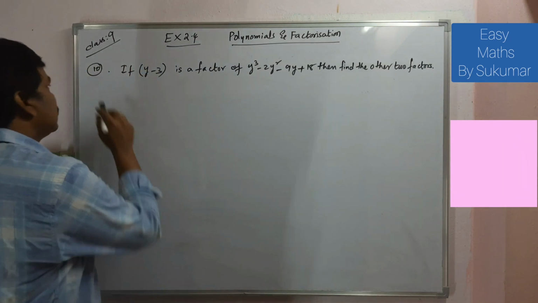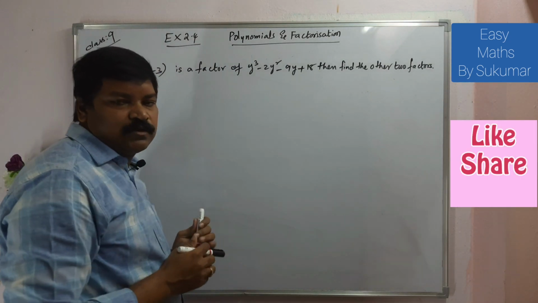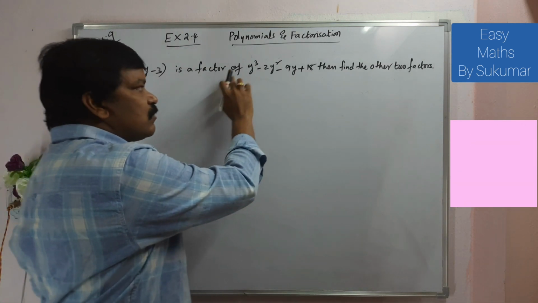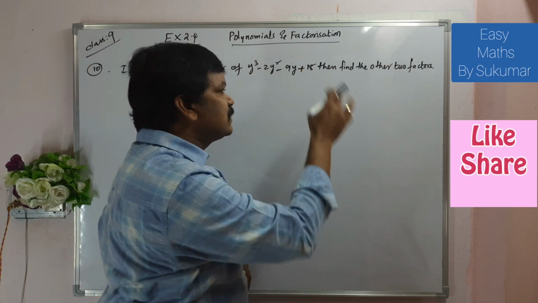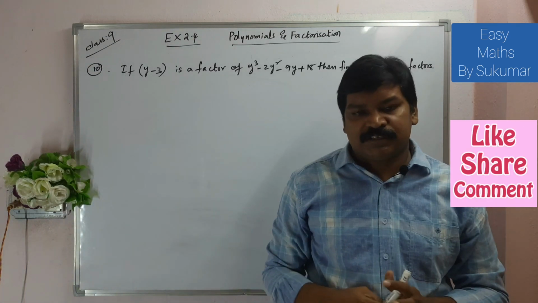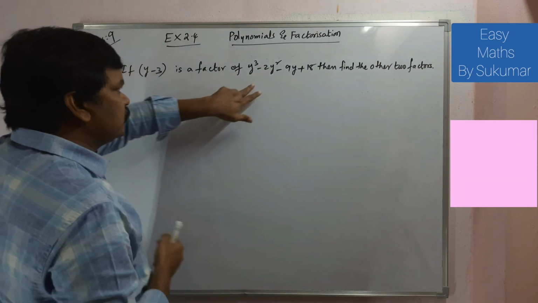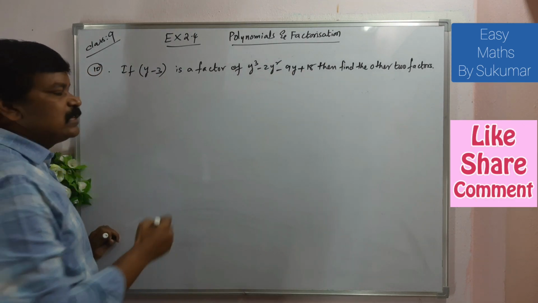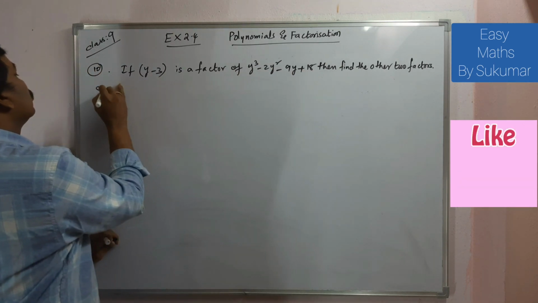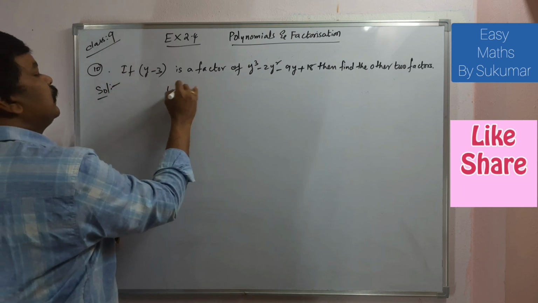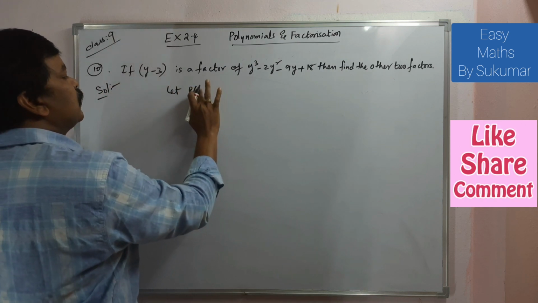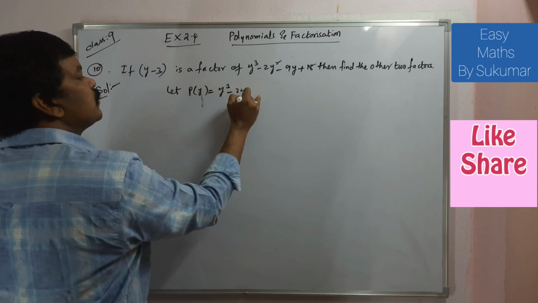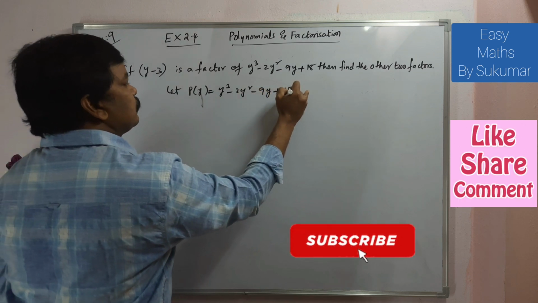Okay, look here my dear students. 10th question in exercise 2.4. I think this is the last question in exercise 2.4. If y minus 3 is a factor of y cube minus 2y square minus 9y plus 18, then find the other two factors. Here the given polynomial is y cube minus 2y square minus 9y plus 18. So my dear students, let p of y, the variable is y, no? p of y is equal to y cube minus 2y square minus 9y plus 18.